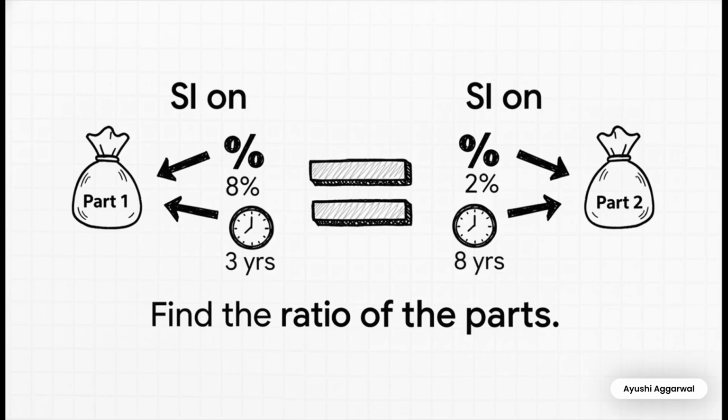So, a sum is divided. The simple interest on the first part at 8% for 3 years is equal to the simple interest on the second part at 2% for 8 years. All we need to do is find the ratio of the 2 parts.